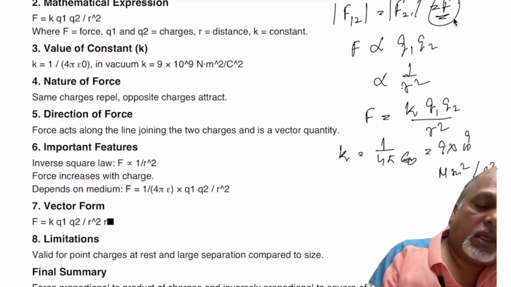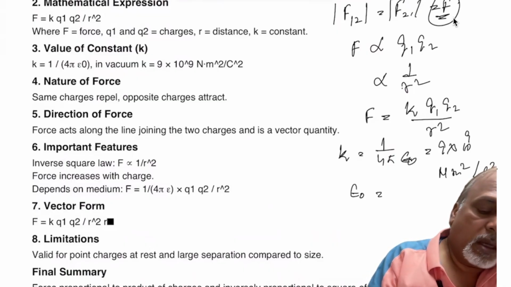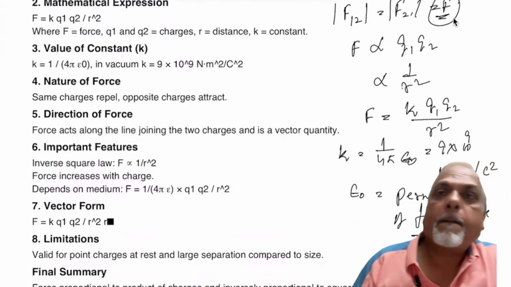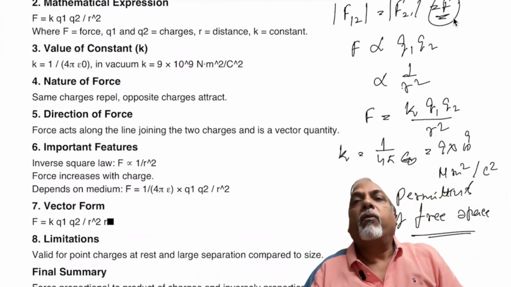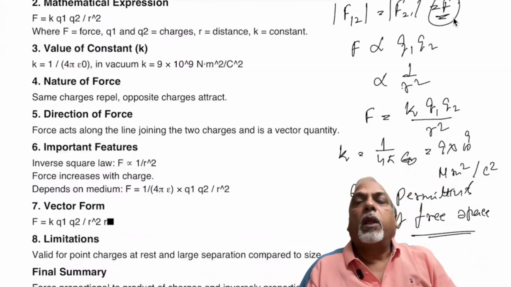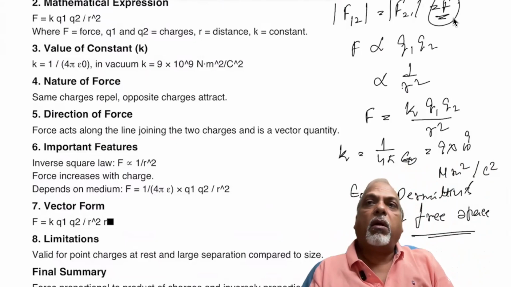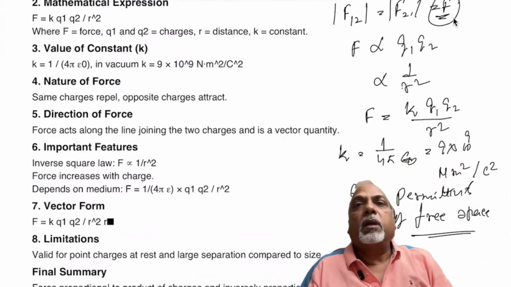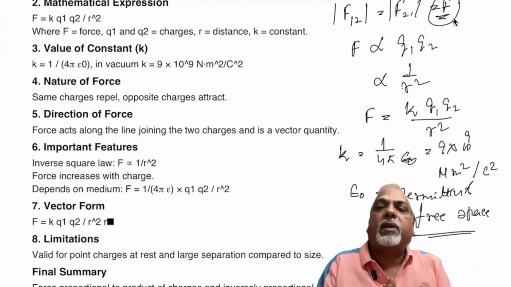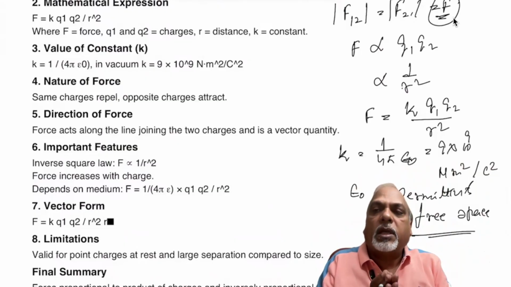Correct? What is this? This is the permittivity of free space. So the medium is also very important. Correct? So this is called the inverse square law. It means the force basically depends on the distance. As the distance increases, the magnitude of the force decreases very rapidly.